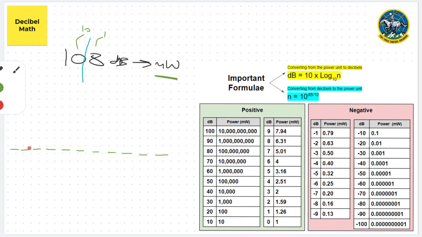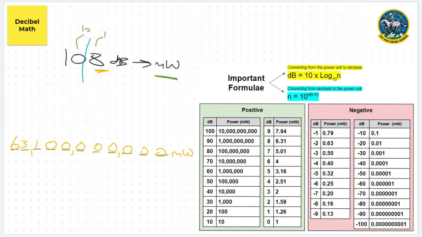Okay, so first thing I'm going to do is convert the 8. I'll come over here, look for my 8. I've got 6.31. So I'm going to do 6, 3, and 1. Now I've run out of numbers, so the remaining placeholders we're going to fill in with zeros. Okay, so there is our milliwatt conversion. Hopefully that makes sense.